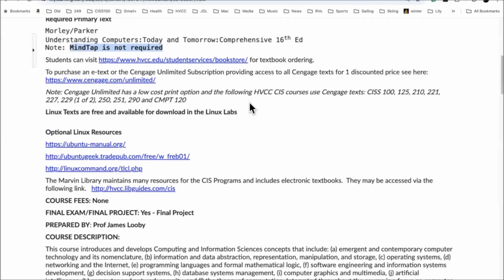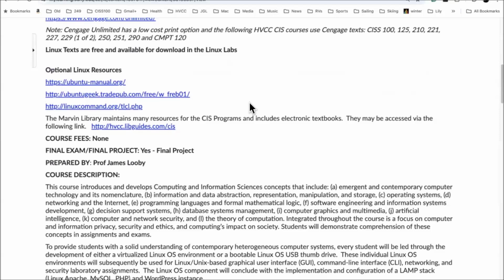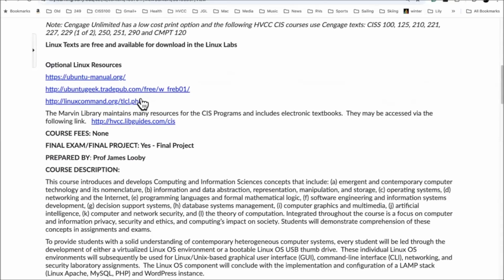Again, please read the syllabus. I'm not going to just reread everything here. Our textbook: for Linux, we do have a Linux component, and I'll introduce that in a minute. Linux texts are free, and they are located in the Linux labs. I will show you where those are as well, but there are some optional Linux resources I do provide here.